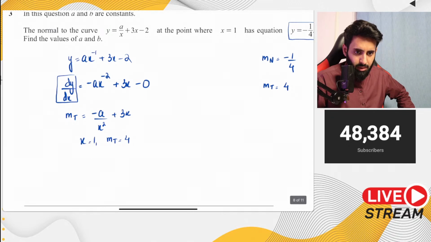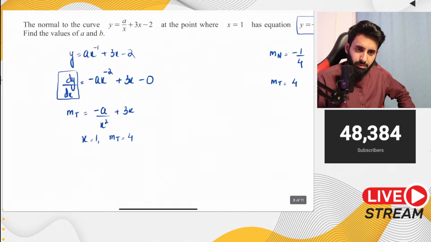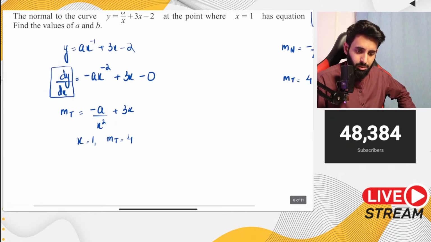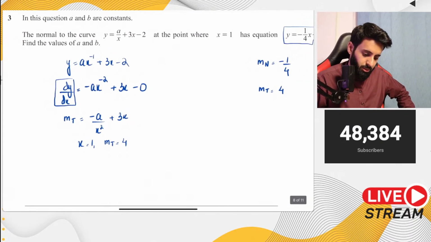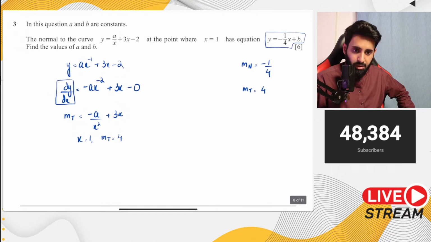Sir, weren't they cut marks for not showing the working? बेटा मैंने इस पे बहुत दफ़ा बोल चुका हूँ मैं कि you need to show the working irrespective. Alright, you need to show the working irrespective. You just use your calculator to check your answer.